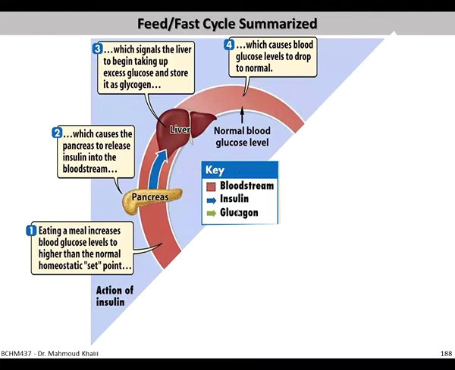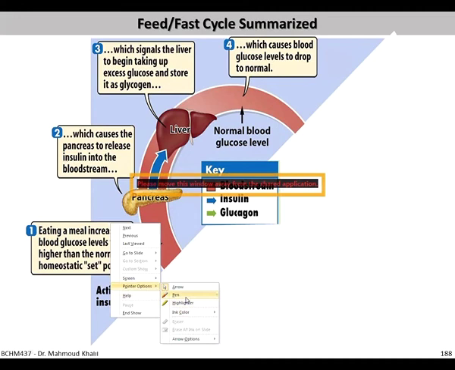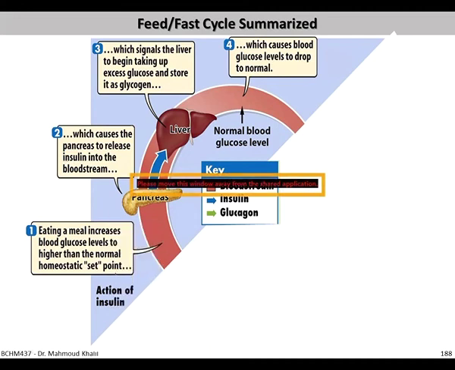So initially, as you can see, the action of insulin starts after eating a meal that increases the blood glucose level higher than the normal point. Actually, there is a set point, and exceeding it leads to the action of insulin by increasing the amount of insulin secreted from the pancreas into the bloodstream.